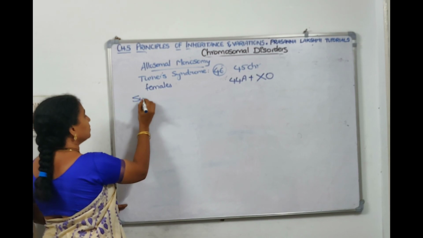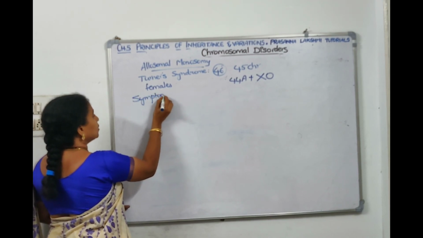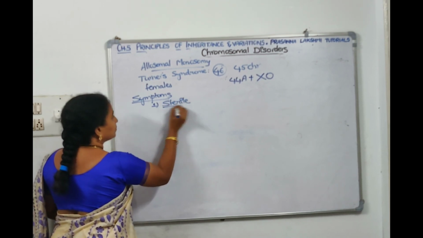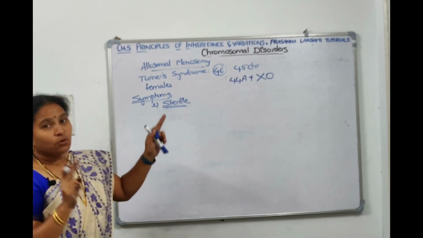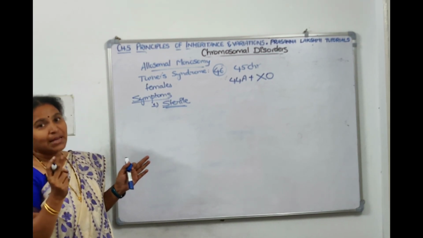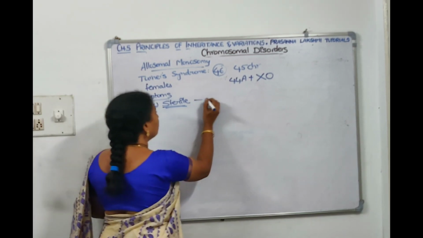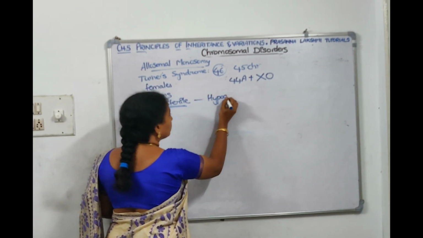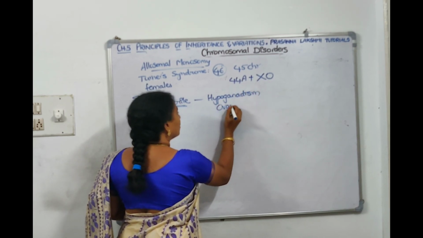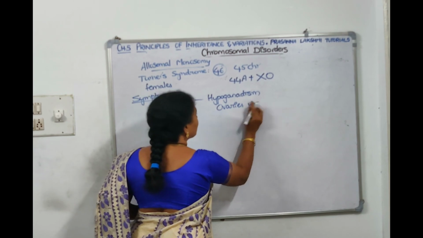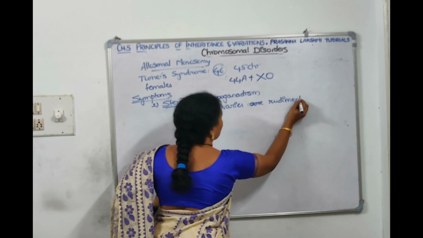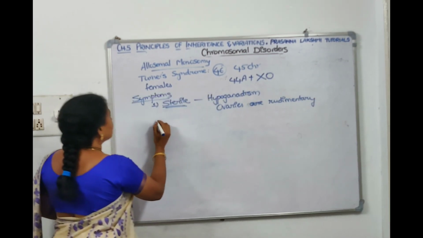Now what are the symptoms of Turner syndrome? The first one, they are sterile. So why they are sterile? Because only one X chromosome is there, right? So hypogonadism, since two allosomes are required, only one X chromosome is there, it leads to hypogonadism. Gonads will not function. Ovaries will not function. Ovaries are rudimentary. They are not completely developed. That's why they are sterile.